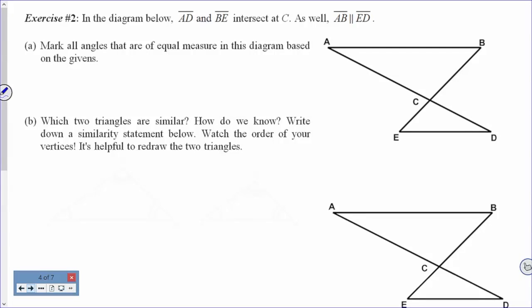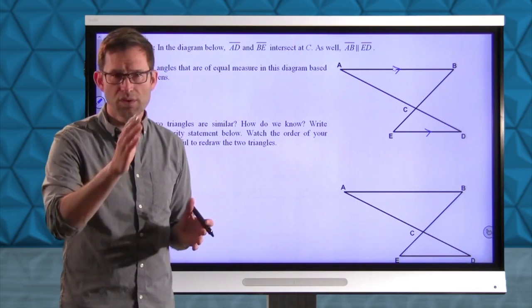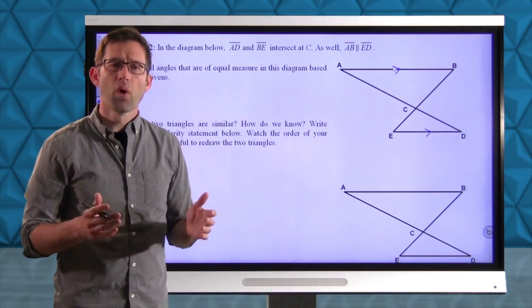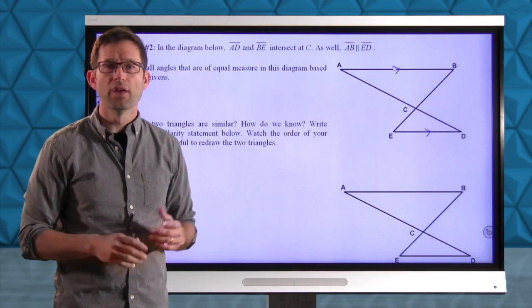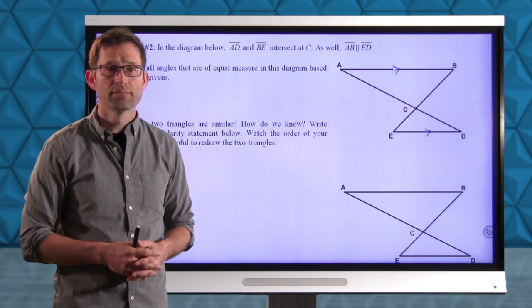In the diagram below, AD and BE intersect at C. As well, AB is parallel to ED. Letter A asks us to mark all angles that are of equal measure in this diagram based on the givens. So what I'd like you to do is take a moment and use those single arc, double arc, triple arc marks and mark every angle pair that you know is equal in this problem.